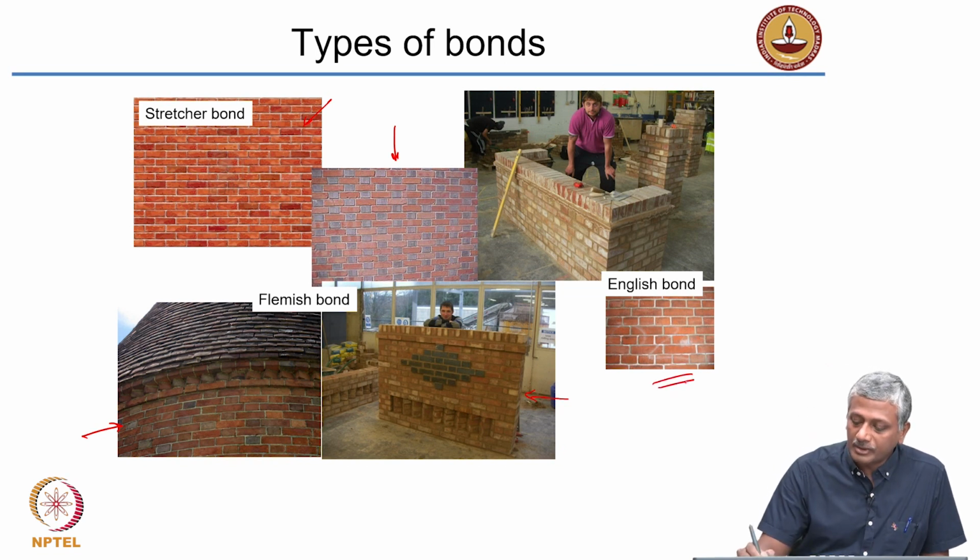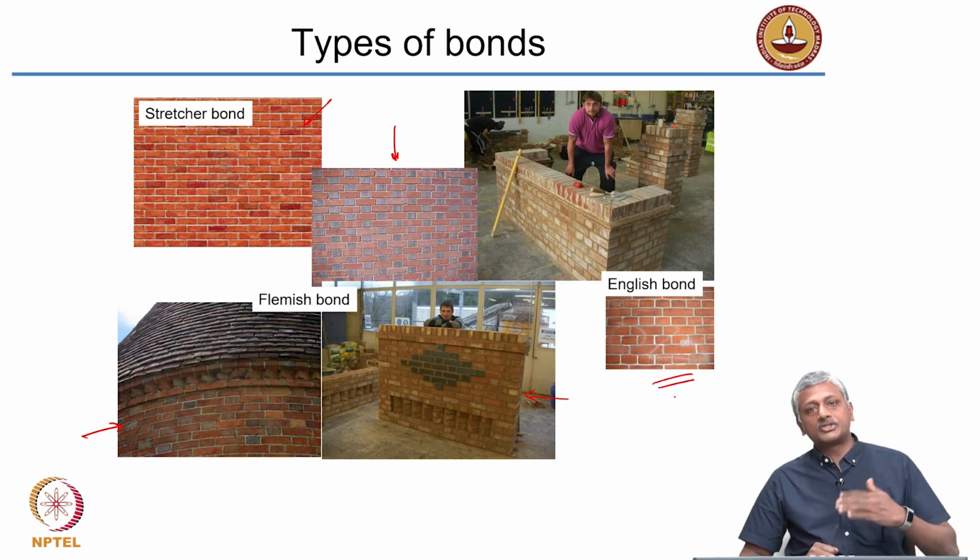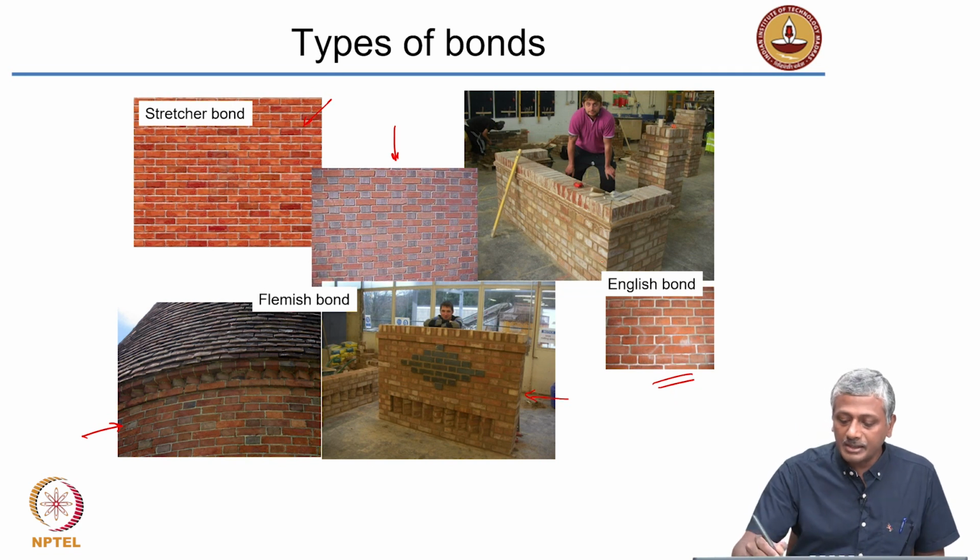This is an English bond. As I said, each layer will have only stretchers or headers, and you can see this mason has actually completed the construction of this English bond here. You can see the location of the queen closers at the ends of the wall. Same thing on this side, you will see queen closers on this side also.